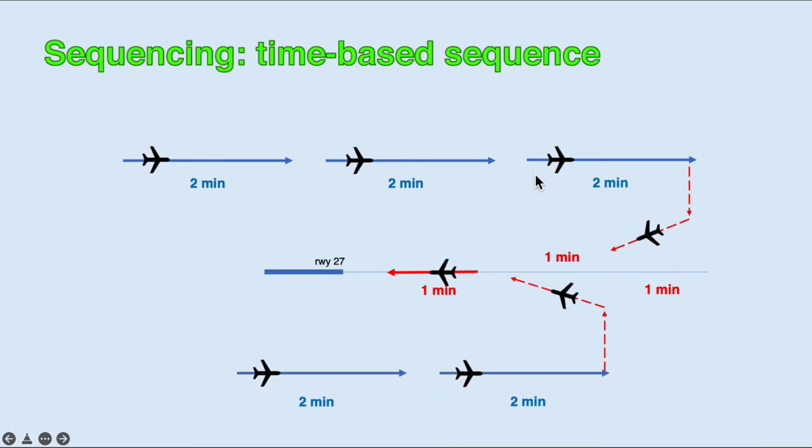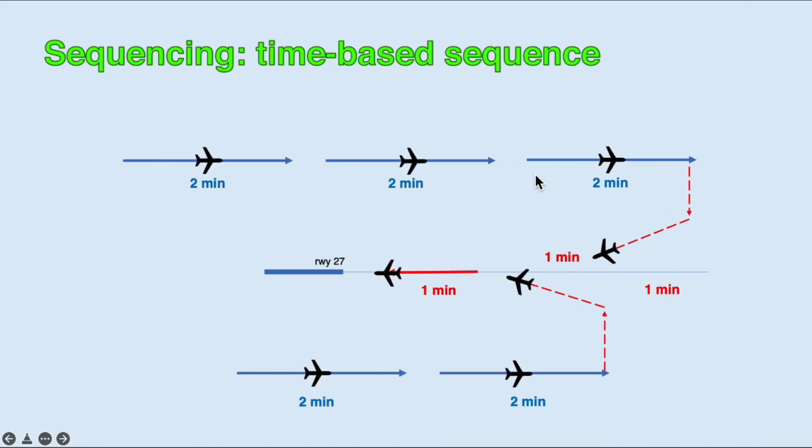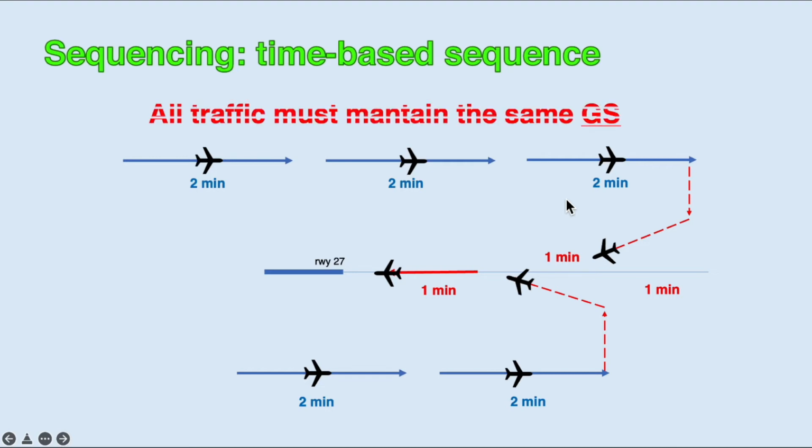This is what happens when the traffics move. That means that they are separated by time, and of course, this is better than just separating by distance. And in order to achieve that, you just need to ensure that all traffic maintain the same ground speed, because it's the speed in relation to the ground.